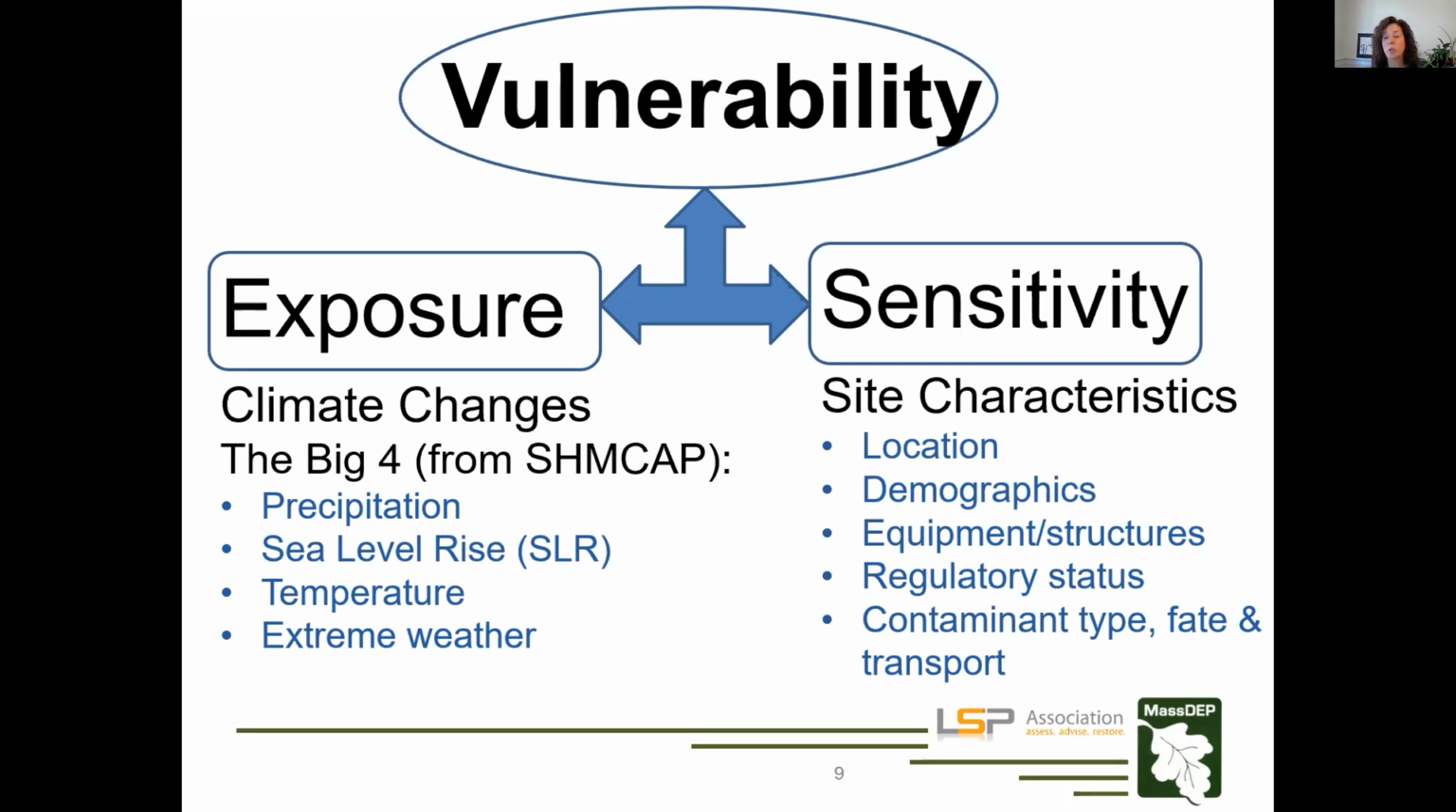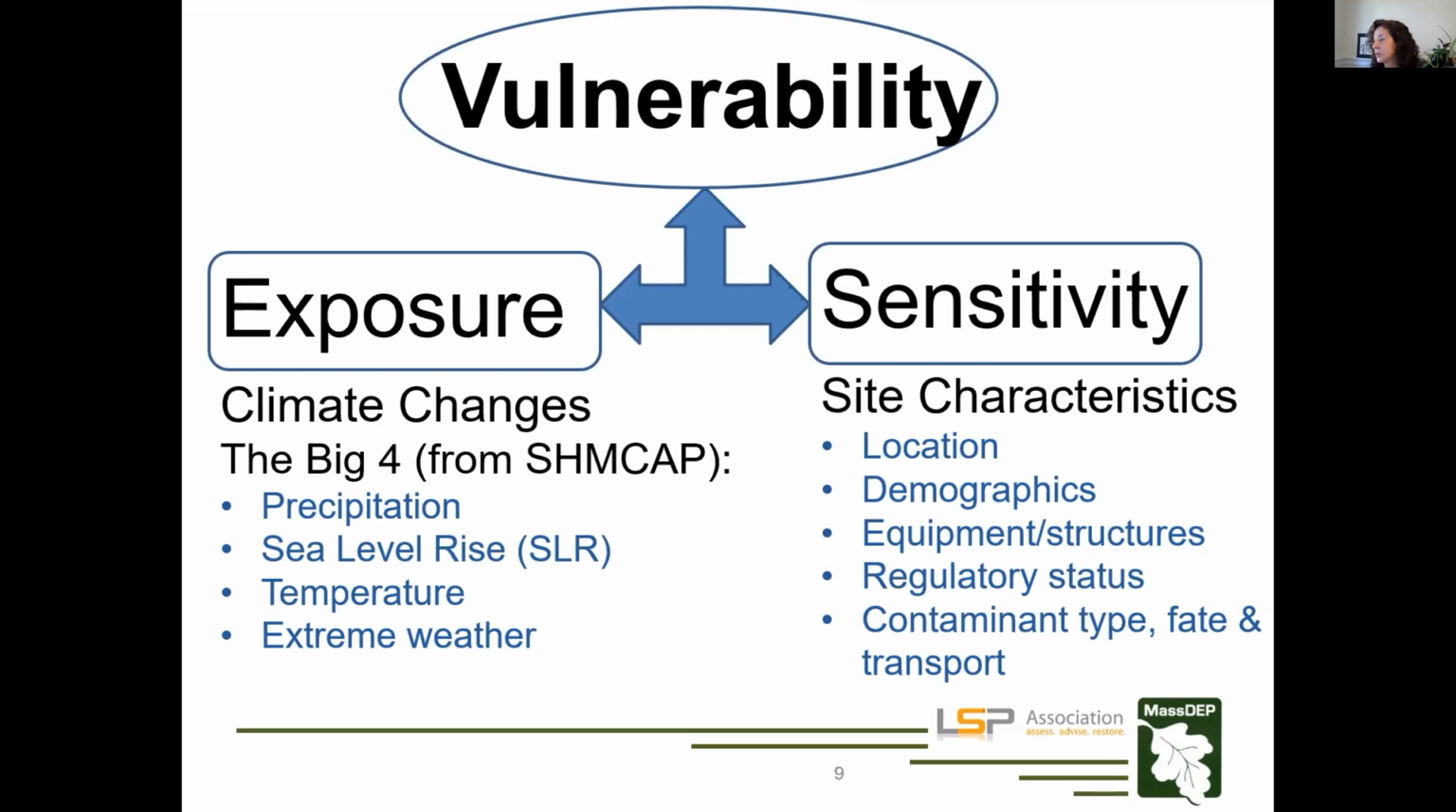So the climate change considerations are from the State Hazard Mitigation and Climate Action Plan, or commonly known as SHMCAP, which is kind of an awkward acronym, but there it is. There are 4 primary climate changes that are considered in SHMCAP, and the LSPA subcommittee adopted the same 4 climate change considerations. So you'll see that we've tried to be careful to use the same terminology and the same categories as other guidance in the Commonwealth, so that it's not confusing or competing, that we have competing terms and guidance. So these 4 areas include precipitation, sea level rise, temperature, and extreme weather.